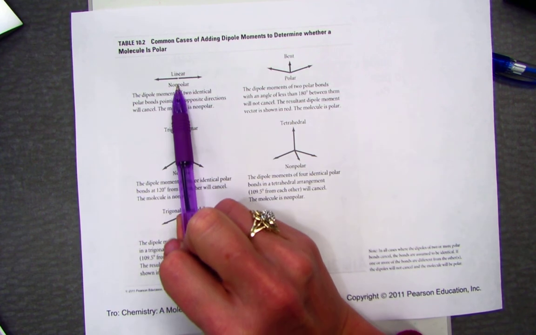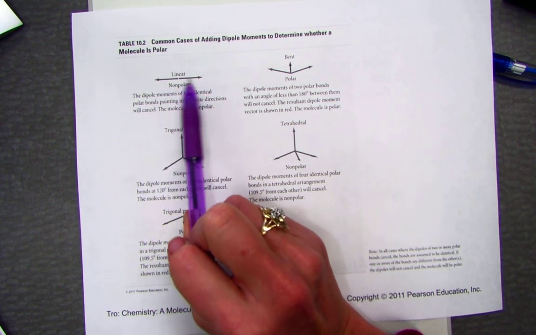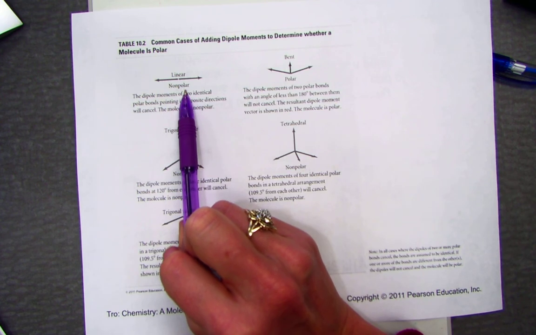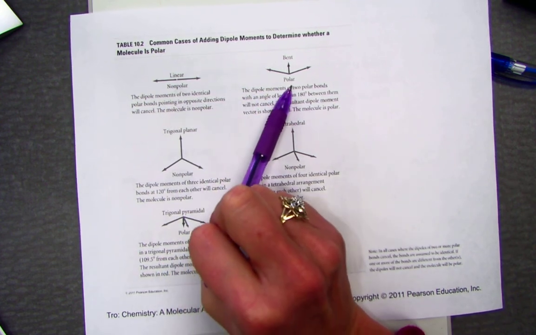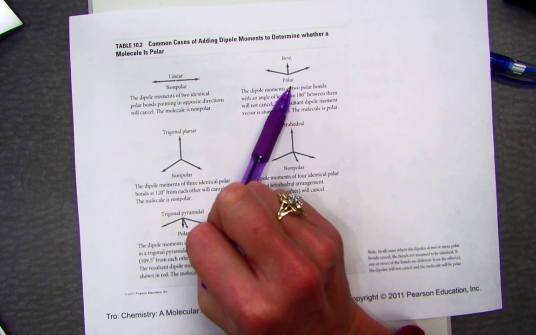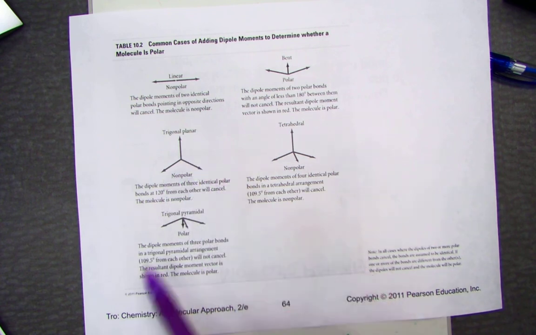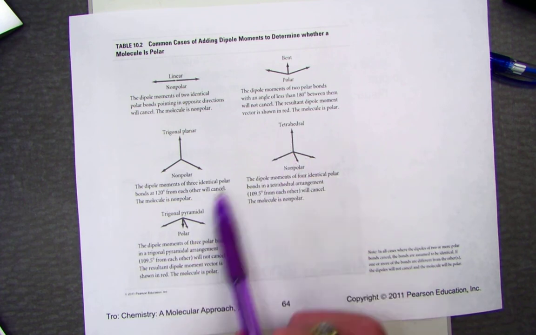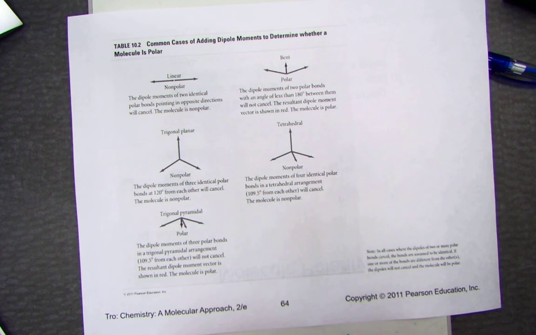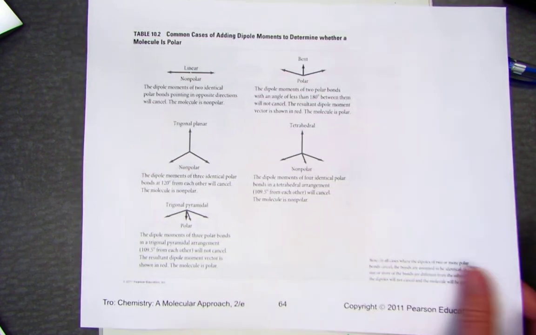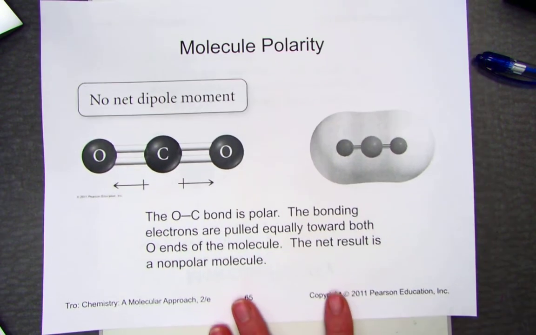If I have a linear molecule in which I have two identical polar bonds, it's going to be a nonpolar molecule. If I have a molecule with a bent geometry, it will end up being polar. If I have a molecule in a trigonal planar molecular geometry, nonpolar, they all cancel out. Tetrahedrons are nonpolar if all of the ligands are exactly the same. Trigonal pyramidal will have an exposed pair of electrons at the top, making it a polar molecule. So, molecular polarity in terms of symmetry.